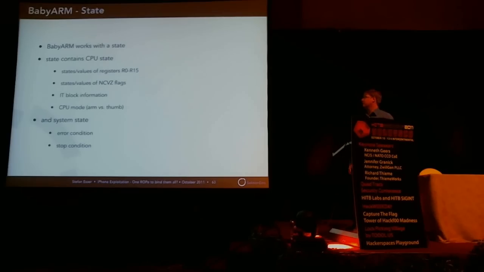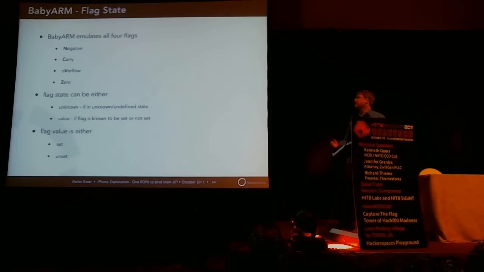So what's all inside the state? The state contains, of course, all the registers. It contains all the flags and the IT block information. If you know ARM, then you know what the IT is. It contains the CPU mode, so whether it's running in ARM or thumb mode right now. And it has the system state, like whether there's an error condition or a stop condition because the desired state was reached.